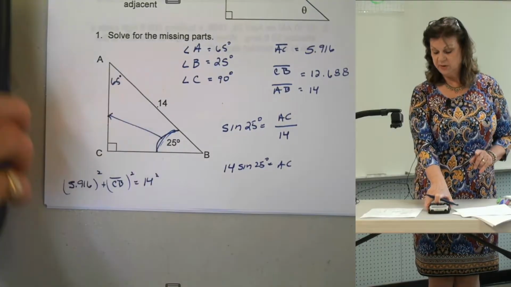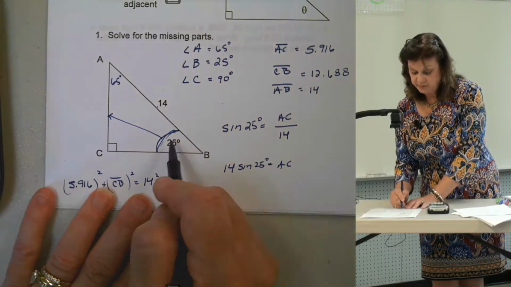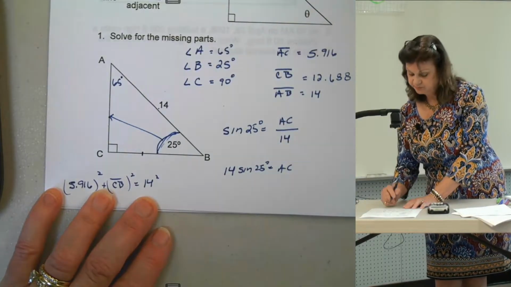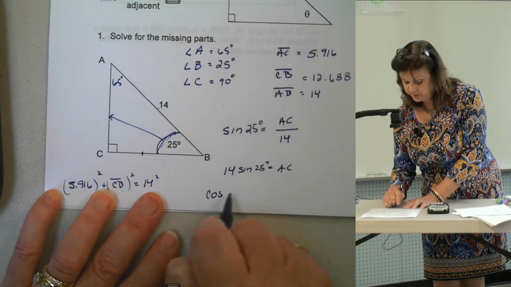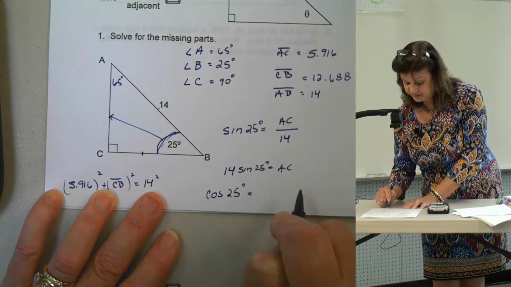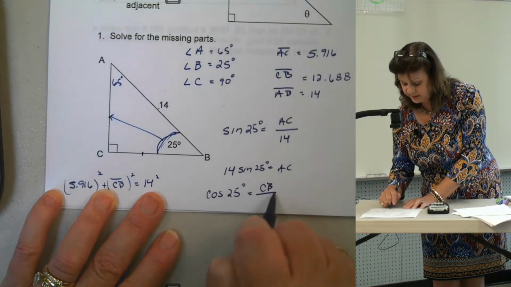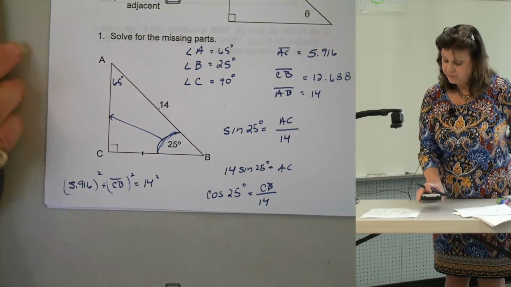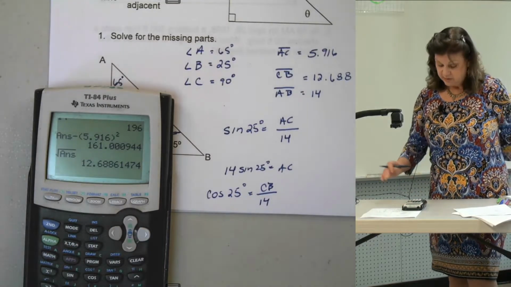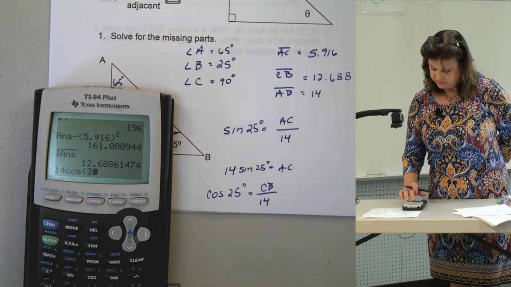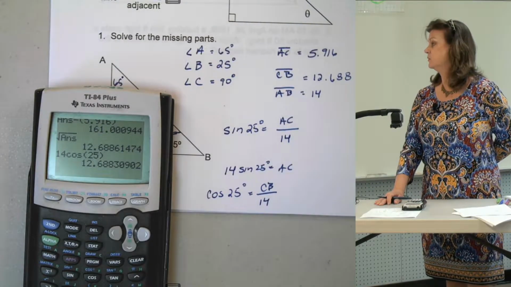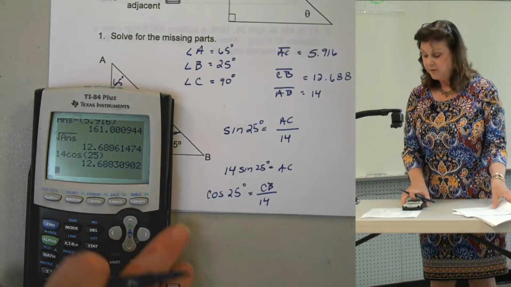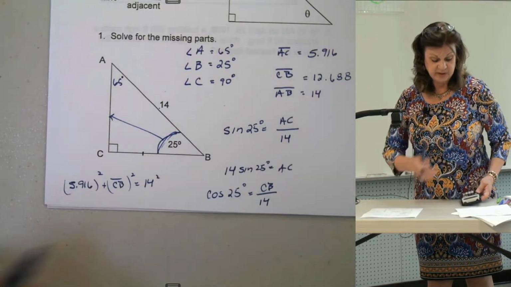But you also have another way. You could have used trig for that. You could have said, wait a minute, I've got 25 degrees and I'm looking for the adjacent. So you could say the cosine of 25 degrees is CB over 14. So again, going to the calculator, 14 times the cosine of 25 and 12.688. So it doesn't matter what method you use, whatever's easiest for you, once you get to a certain point in the right triangle.